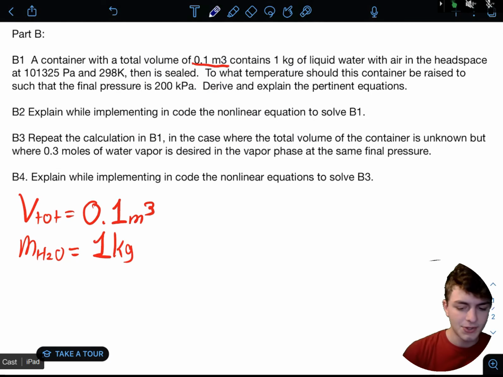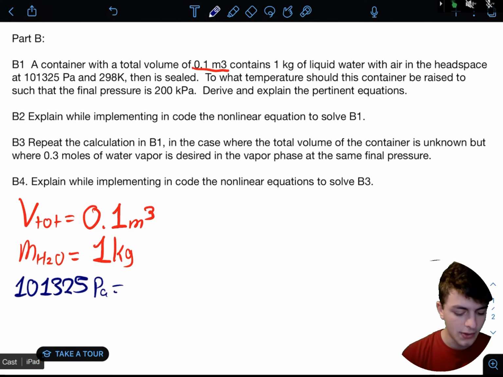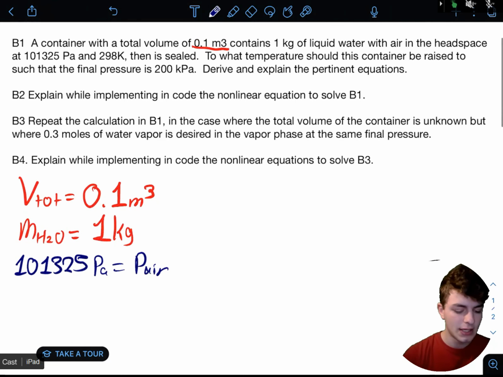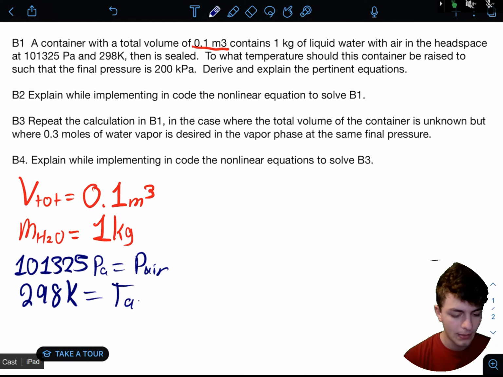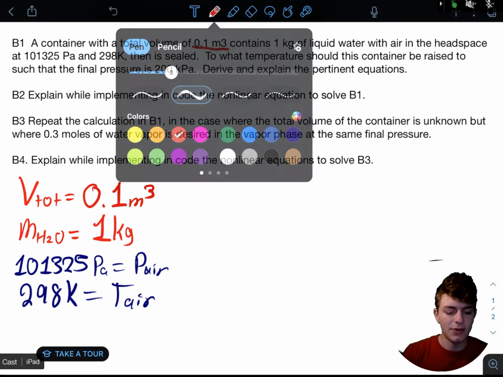I'm going to go ahead and denote the air givens in a different color. So air in the headspace at 101.325 pascals, and I'll call that the pressure of the air, as well as 298 Kelvin is the temperature of the air. And then it's sealed. To what temperature should we raise this container? So now we know that the temperature has to increase, which makes sense as we'll see in a second, such that the final pressure is 200 kilopascals. Okay, these are our final conditions here.